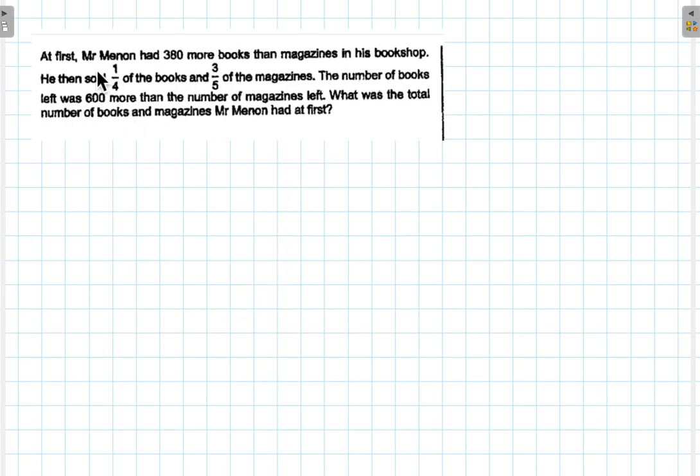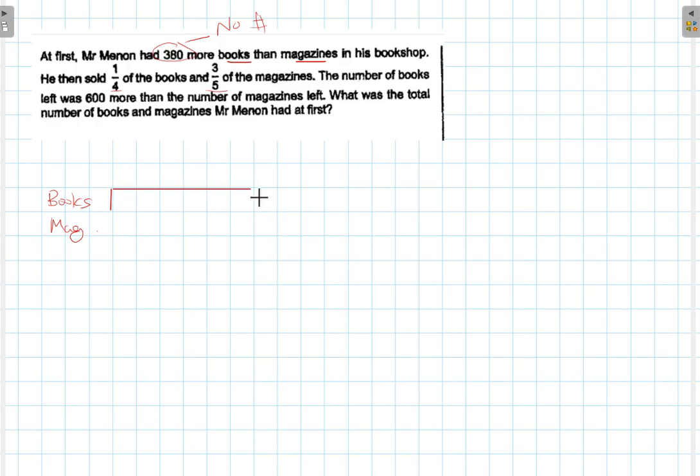Okay, so at first I saw 300 more books than magazine in the bookstore. So I know I have books and magazine, and then this is a number, and this is fraction, right? These are all fraction. So I can draw here books. I don't know how many they have. Magazine, I also don't know how many they have.